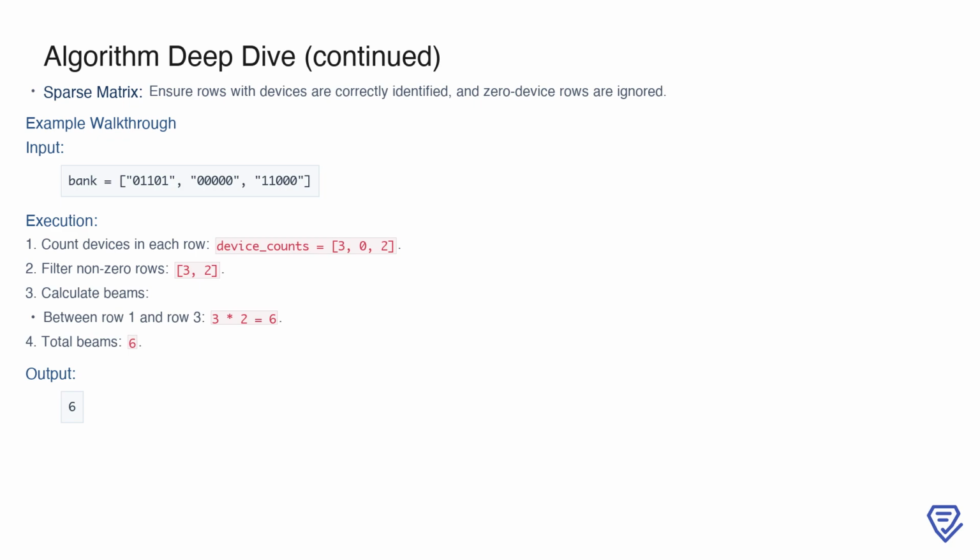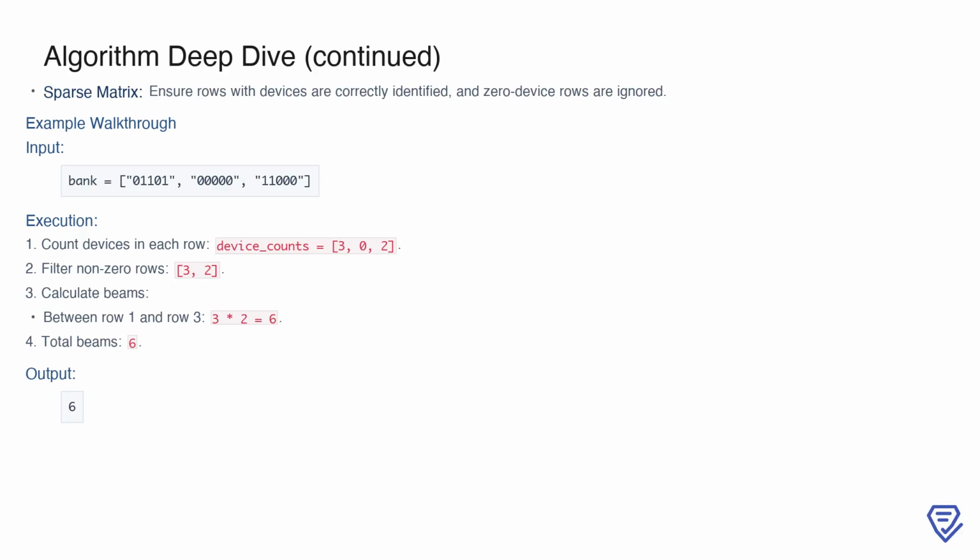Let's walk through an example to solidify our understanding. Suppose the input matrix is bank equals 01101, 00000, 11000. First, we count the devices in each row, resulting in device_counts equals 3, 0, 2. Next, we filter out rows with 0 devices, leaving 3, 2.